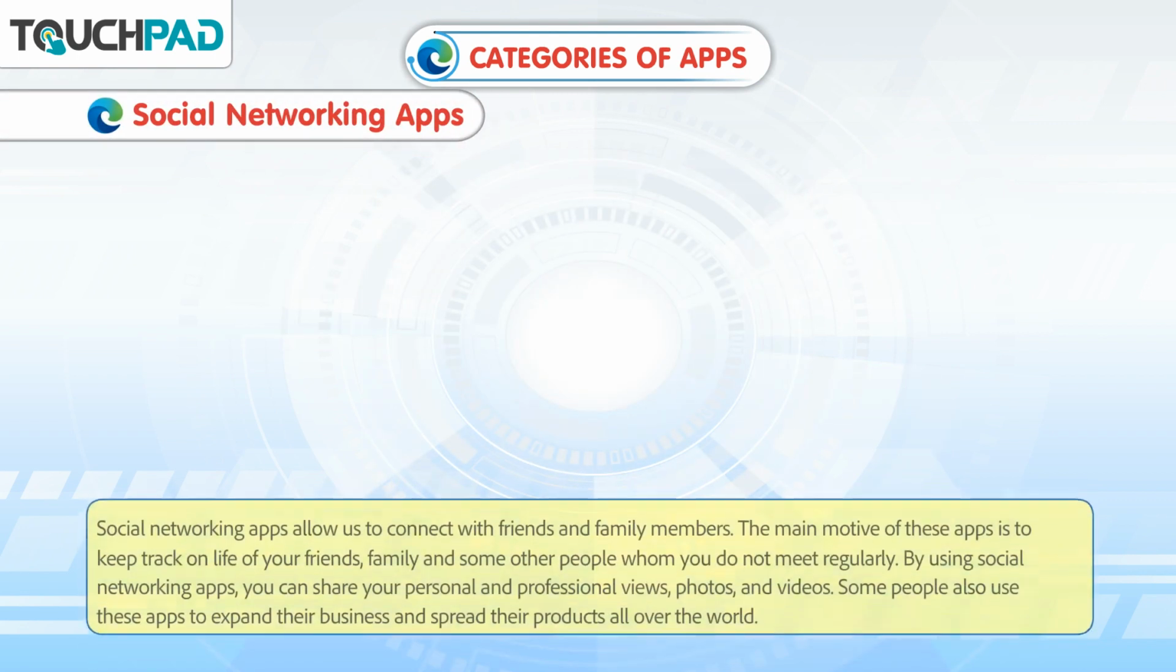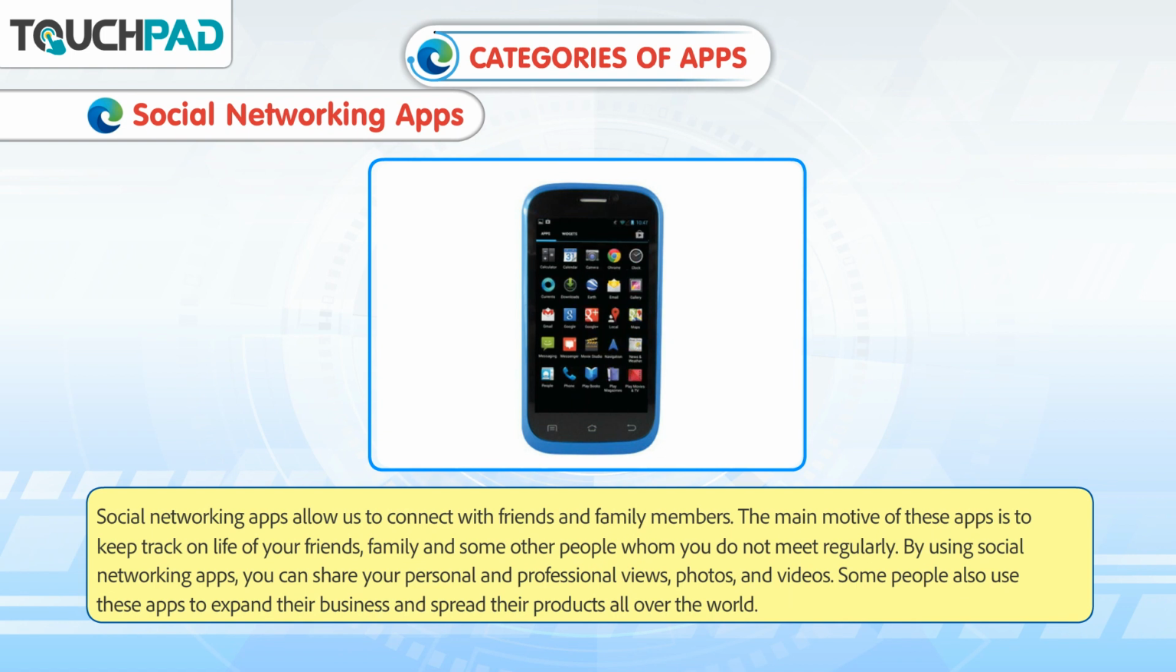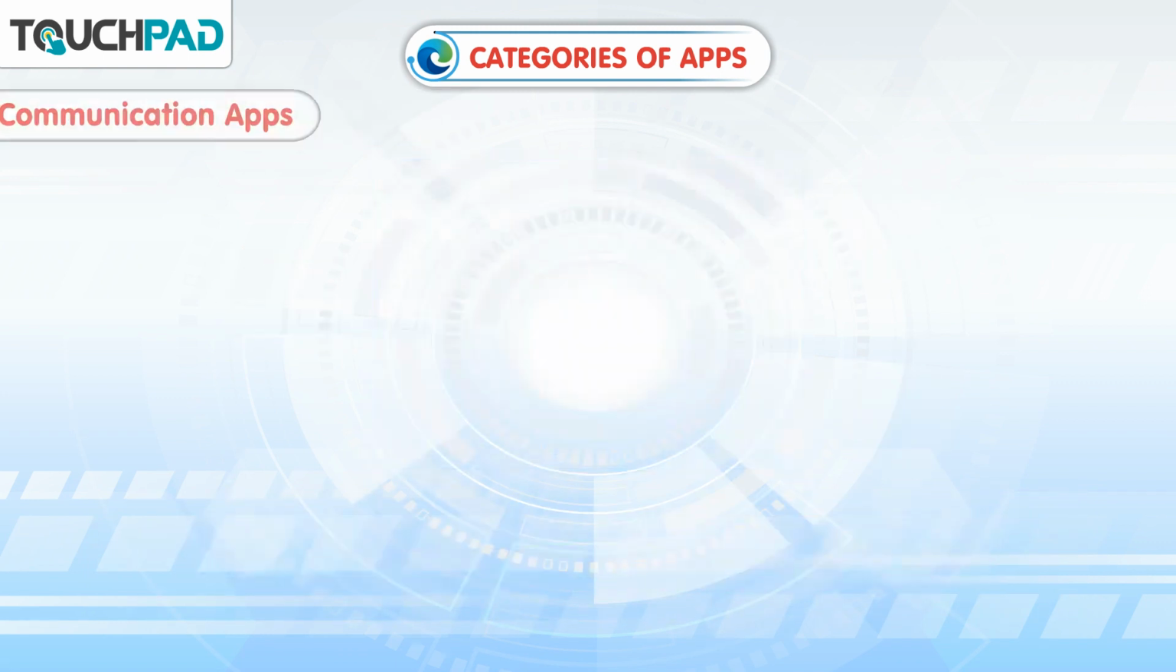Social networking apps. Social networking apps allow us to connect with friends and family members. The main motive of these apps is to keep track of the lives of your friends, family, and some other people whom you do not meet regularly. By using social networking apps, you can share your personal and professional views, photos and videos. Some people also use these apps to expand their business and spread their products all over the world. The most commonly used social networking apps are Facebook, LinkedIn, and WhatsApp.